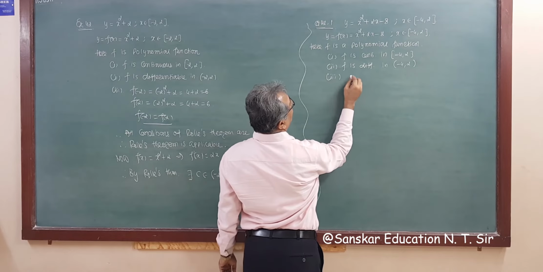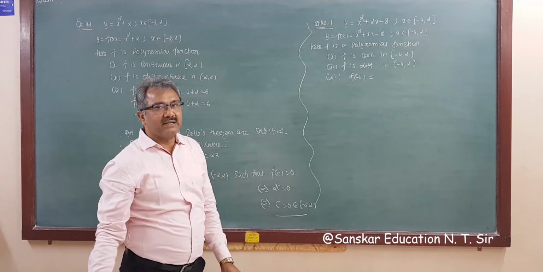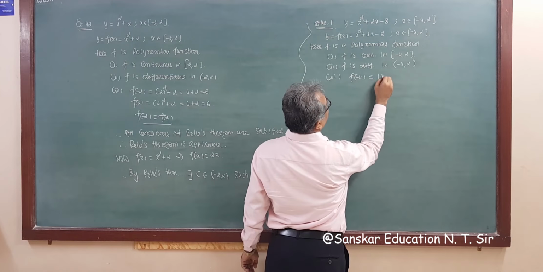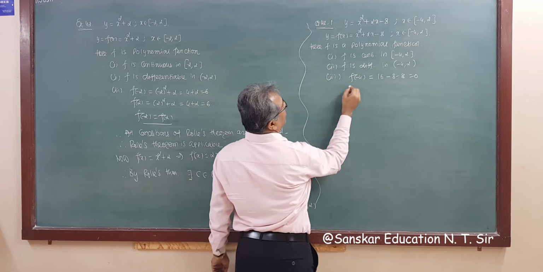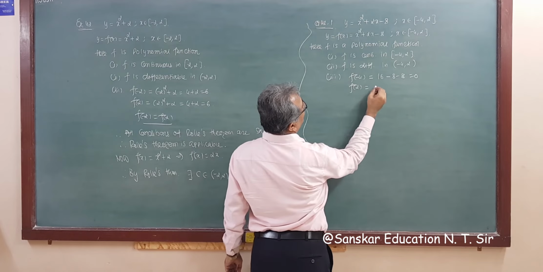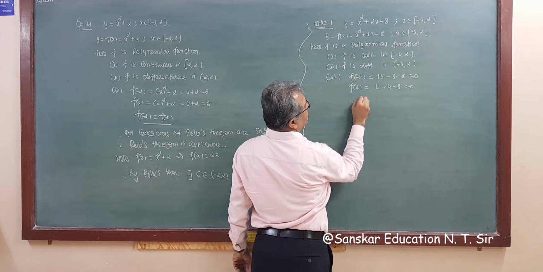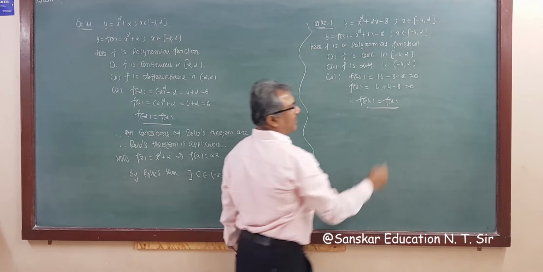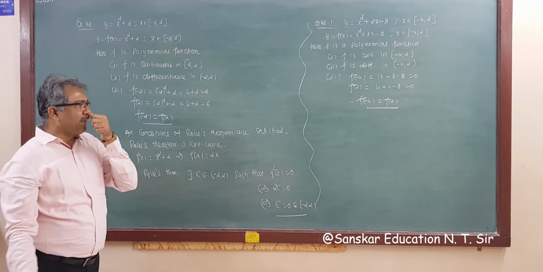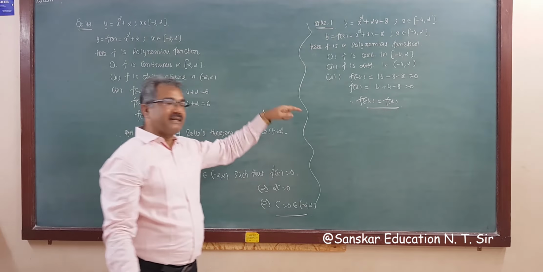And number 3, f of minus 4 is equal to 16 minus 8 minus 8, which is equal to 0, and f of 2 is equal to 4 plus 4 minus 8, which is equal to 0. That is, f of minus 4 is equal to f of 2. So therefore all conditions of Rolle's theorem are satisfied, right?